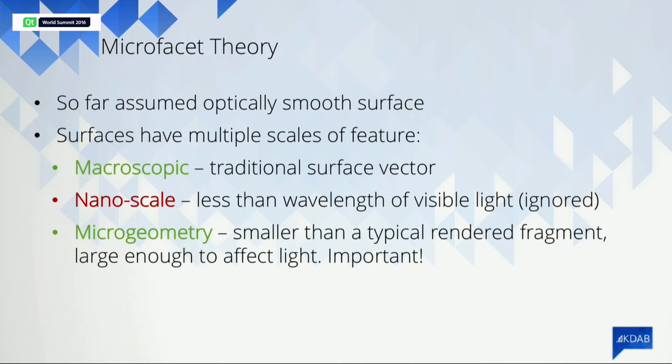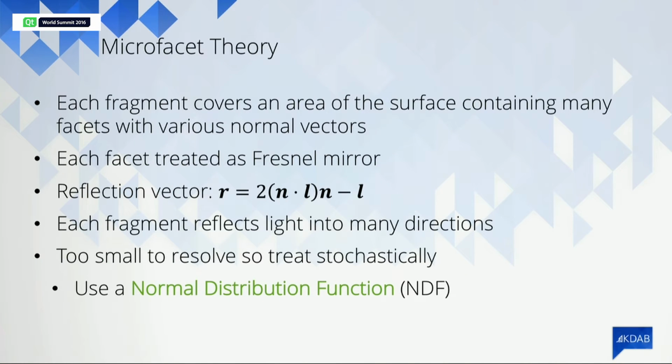And then in between, there's the microgeometry. Now, this is the scale of geometry where the imperfections in the surface are much larger than the wavelength of visible light. However, they're much smaller than the typical size of a pixel we're trying to render on the screen. So what can we do about that? It's important because it affects the light, but we can't take care of it exactly. So we're going to do it stochastically. We're going to use probability. Then what we do is we basically say inside of our pixel there's a whole bunch of little surfaces, each of which we're going to treat as a perfect Fresnel mirror.